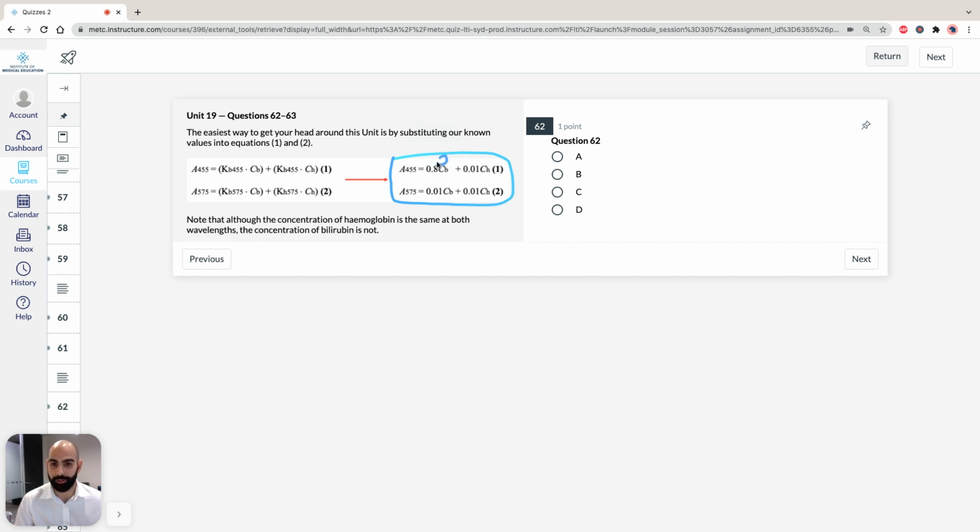If we make this equal 0, then it's just going to be 0, and they're both going to be equal. So both wavelengths are going to equal 0.01 times the concentration of hemoglobin. So the answer for 62 has to be D.